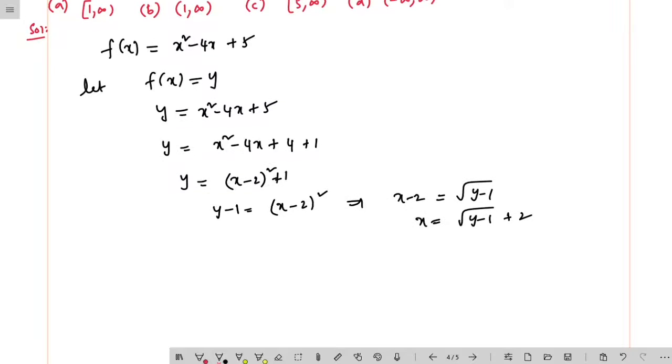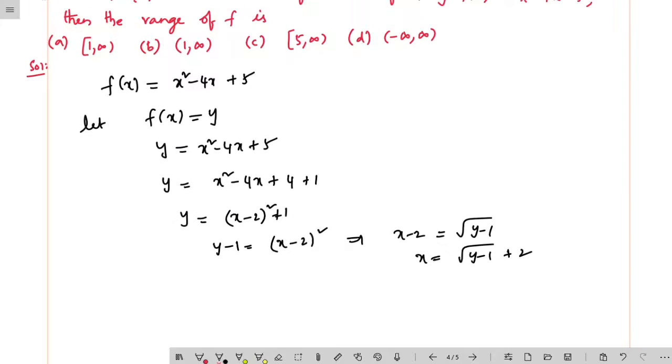So for x to be a real number, y minus 1 should be greater than or equal to 0. So that is y greater than or equal to 1. Y is nothing but your f of x. So f of x must be greater than or equal to 1. This is the condition for the real value of x. Since x belongs to R, we can take the condition y minus 1 greater than or equal to 0.